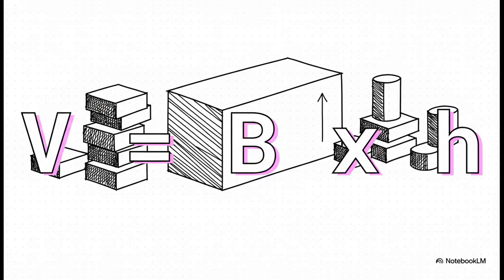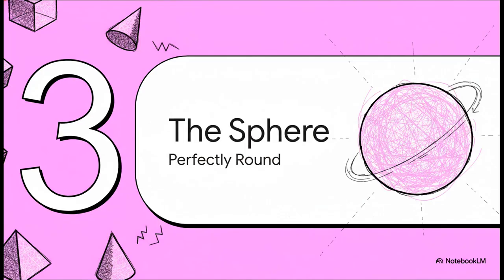You just have to ask two simple questions. First, how much space does that base shape take up? That's your B for base area. And second, how high is the stack? That's H for height. You just multiply them together and there's your volume. It's just so elegant. Okay, let's shift gears completely.